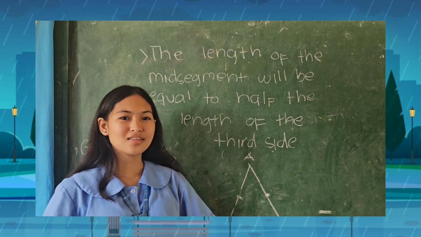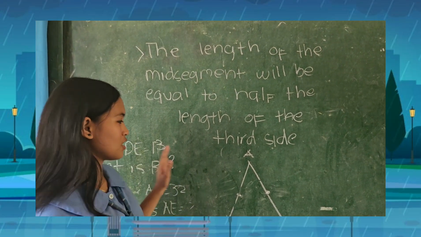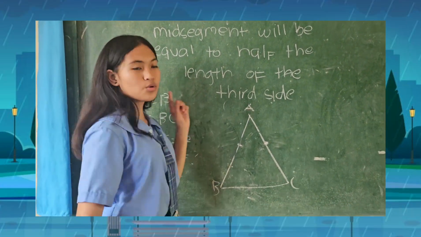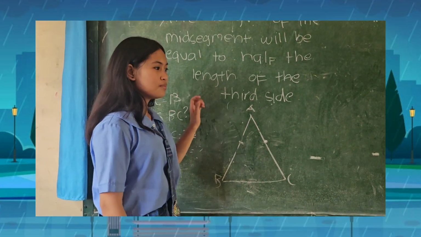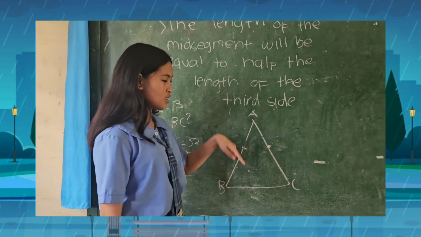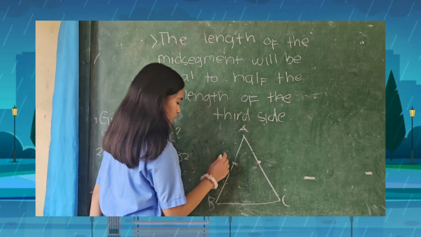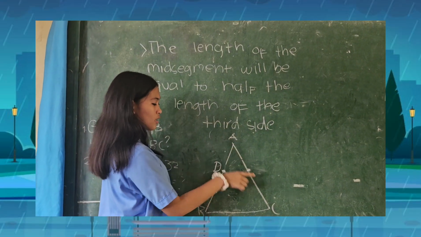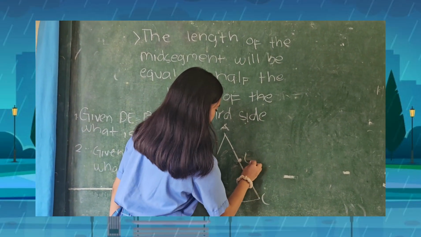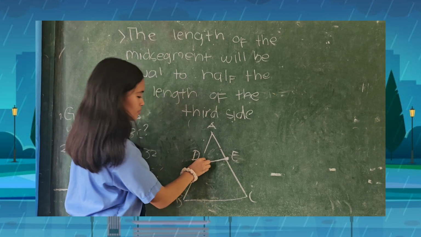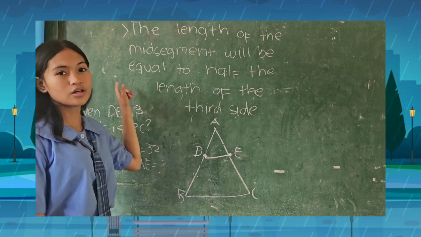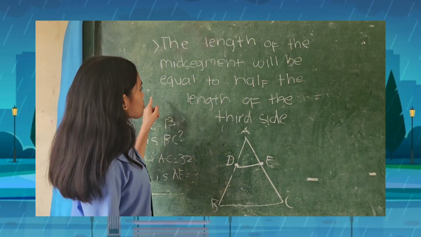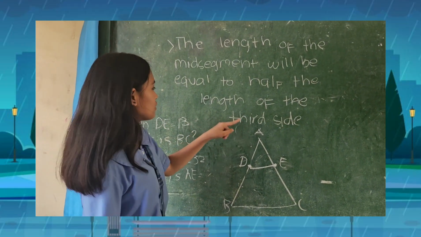So, para mas maintindihan nyo, meron akong example dito. Meron tayong triangle dito at meron ABC. So, kukunin natin ang midpoint ng AB at AC. So, ang midpoint ng AB ay dito. At ang midpoint naman ng AC ay dito. Kukonect natin sila. So, sabi dito, according to midline theorem, the length of the mid-segment will be equal to half the length of the third sides.